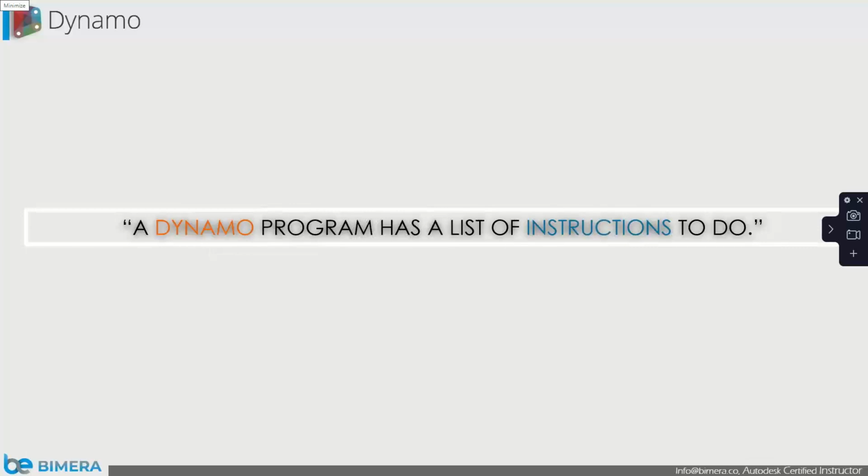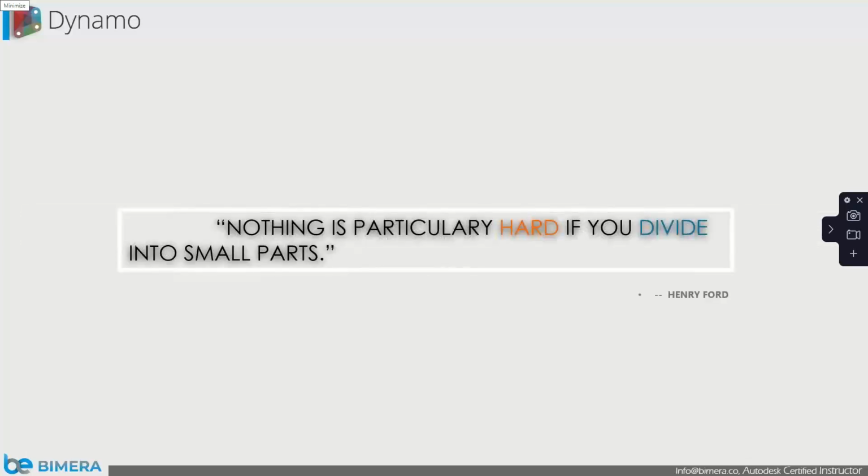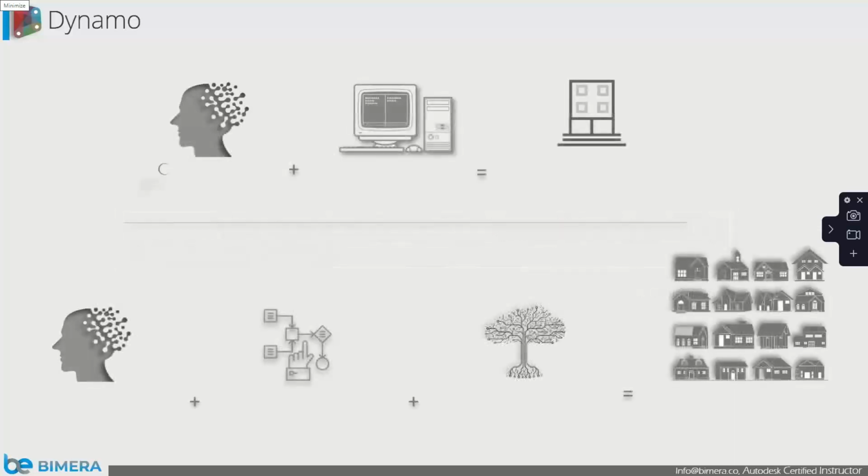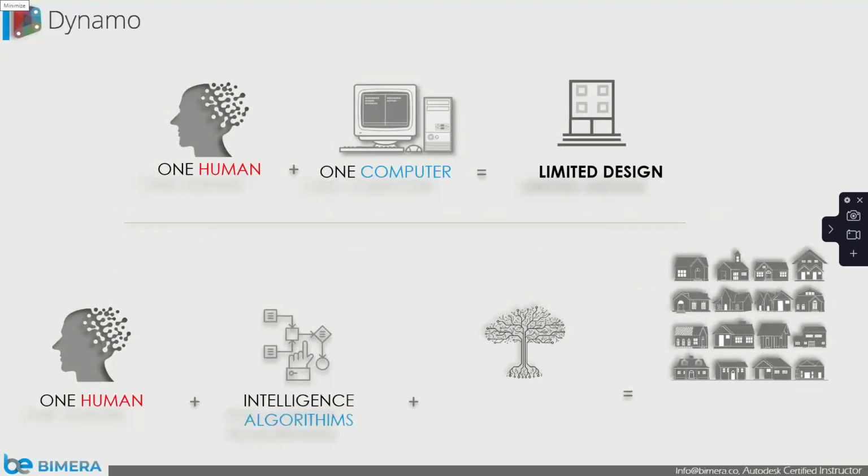Now, nothing is particularly hard if you divide it into small parts. If I explain it now, you will definitely be confused, so let me skip this. One human plus one computer is a limited design and an outdated statement. The new statement is that one human applies intelligent algorithms. If you want to be a master in a visual programming tool, of course programming also uses algorithms, but you cannot see them there; you can see the algorithms in Dynamo.